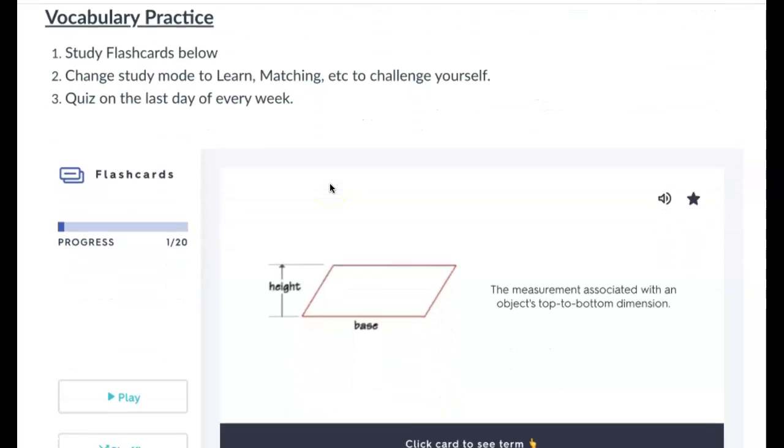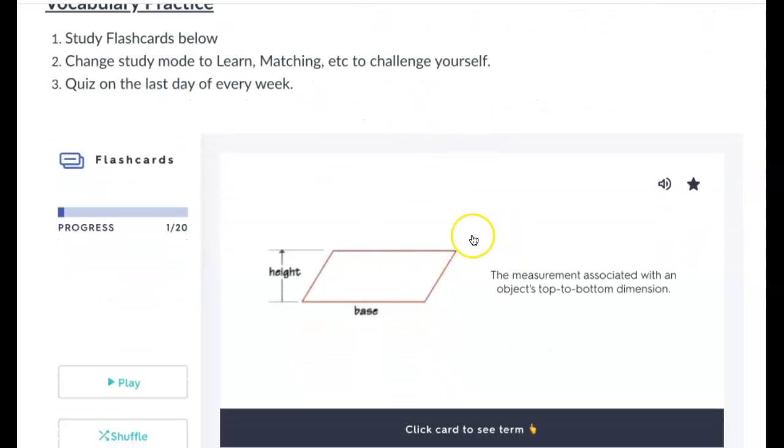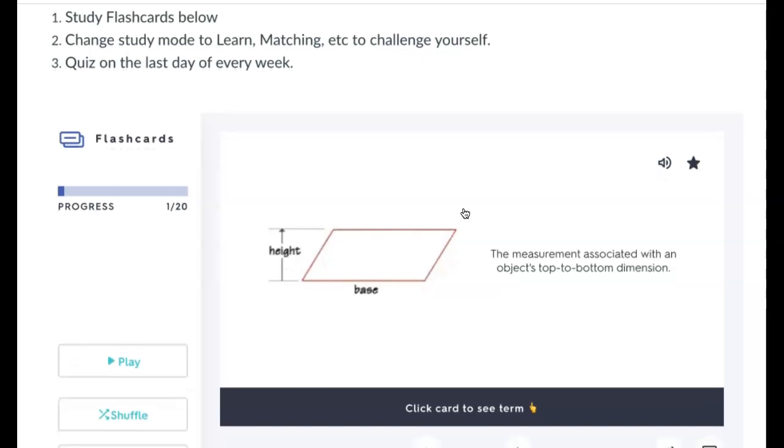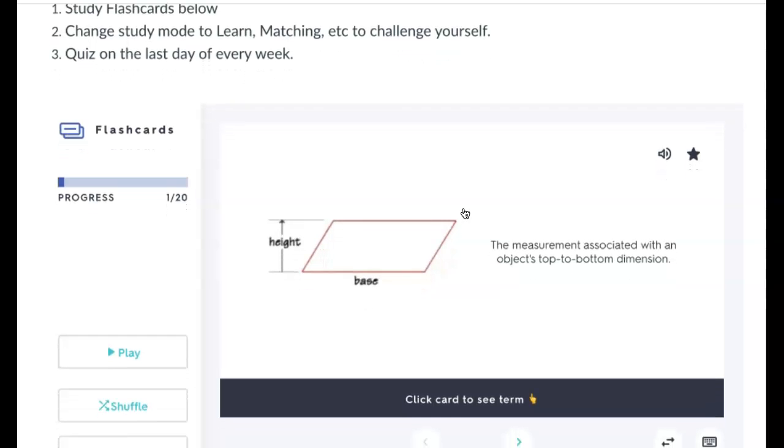Now, if you'll notice, the vocabulary has not changed yet. This is still last unit's vocabulary about geometry and algebra. The reason I've left that is that you do have a vocabulary quiz on Wednesday. So please continue to study these vocabulary cards to get ready for your Wednesday quiz. We also have a quiz on Chapter 9 on Wednesday.